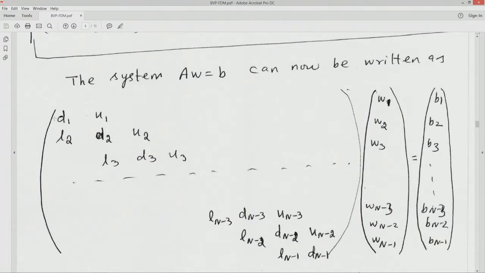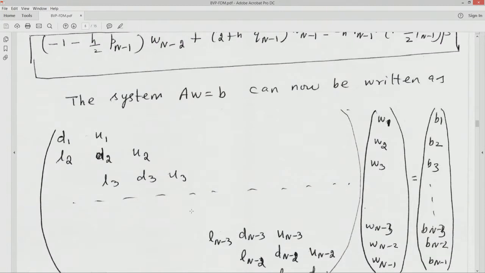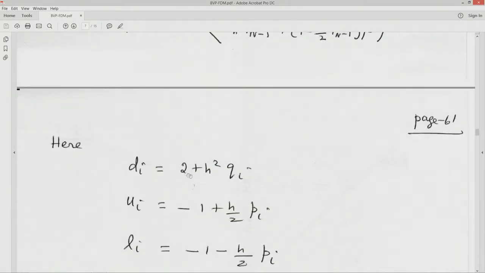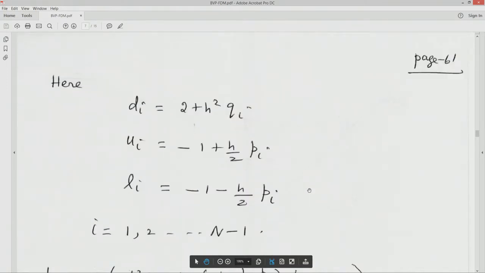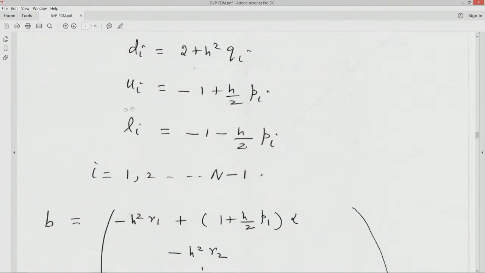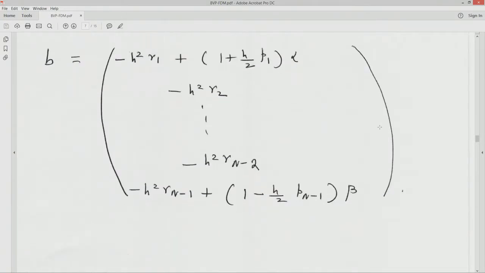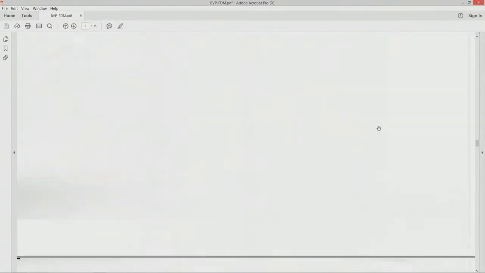Let us now give the expression for Di, Ui and Li, which are obtained from the equations which we have derived. So, Di is the coefficient of Wi. So, it is 2 plus h square Qi. Ui is the coefficient of Wi plus 1. So, it is minus 1 plus h by 2 Pi, and Li are the coefficients of Wi minus 1. So, Li is minus 1 minus h by 2 into Pi. So, for I is equal to 1, 2, 3 up to n minus 1, the entries Di, Ui, Li can be obtained from here. So, I have again written down the right hand side vector B. So, we have now a system of equations of the form AW equal to B.